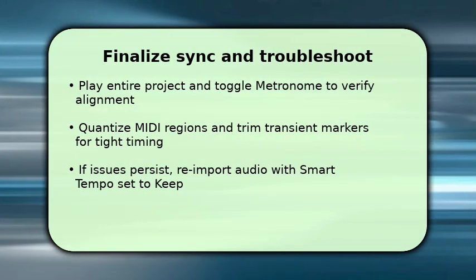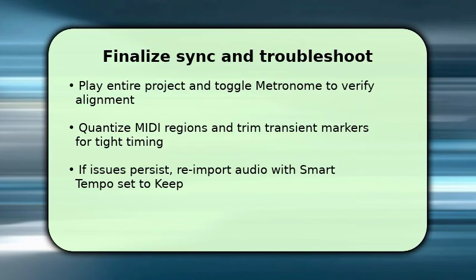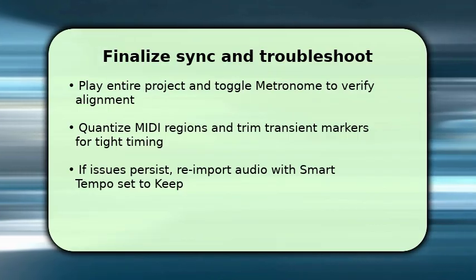Finish by playing the whole track and listening critically. Toggle the metronome and solo problematic parts to confirm timing. Quantize MIDI regions where needed and trim, or move transient markers in audio to tighten human timing without making it robotic. Make sure you commit changes by bouncing or exporting if external use is required.